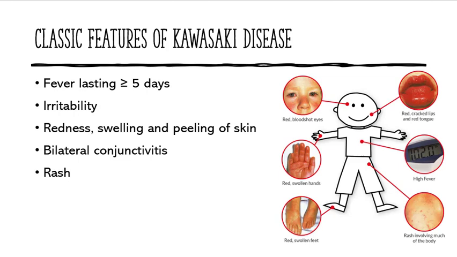What are the classical features of Kawasaki disease? Well, if you are seeing someone that has a fever more than 5 days, you should suspect Kawasaki disease. It's part of the NICE guidelines. The other features that you're also looking out for are irritability, redness, swelling, or peeling of the skin, and bilateral conjunctivitis, essentially irritation in the eyes, and or rash.